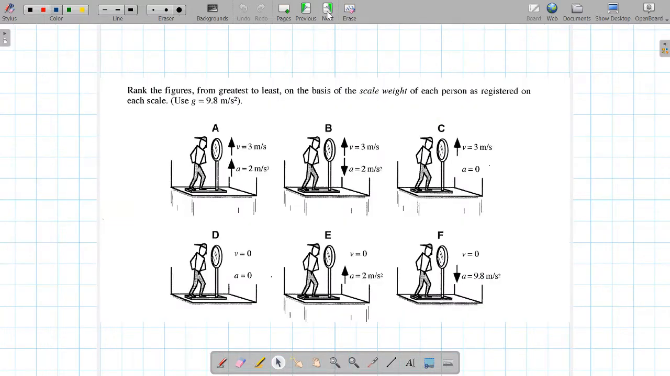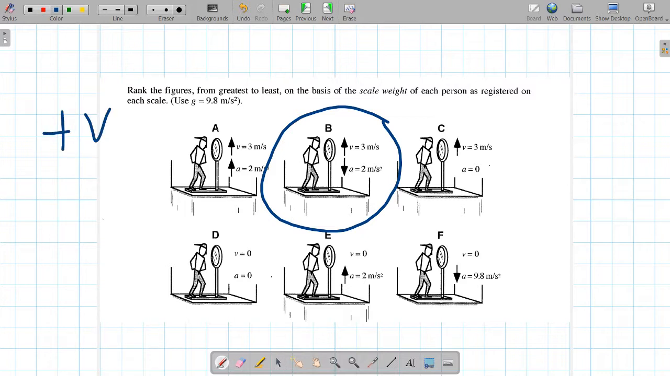Okay, so looking at B here, this is situation B. In situation B, I have a positive velocity and a negative acceleration. And you can see that's negative because that arrow is pointed down. If you notice here, my signs are different. So anytime I have different signs, that means I'm slowing down. So this object here is slowing down while moving in the positive direction.